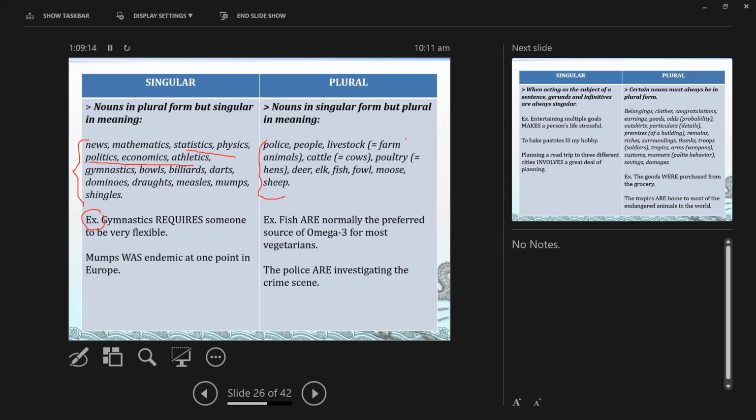These words are considered as singular, but plural in meaning. Okay? Sheep. You can't say sheeps. All right. Example. Fish are normally the preferred source of omega-3 for most vegetarians. Fish are normally, as you can see, yung ginamit na verb, helping verb is in plural form. Okay? It's an R.